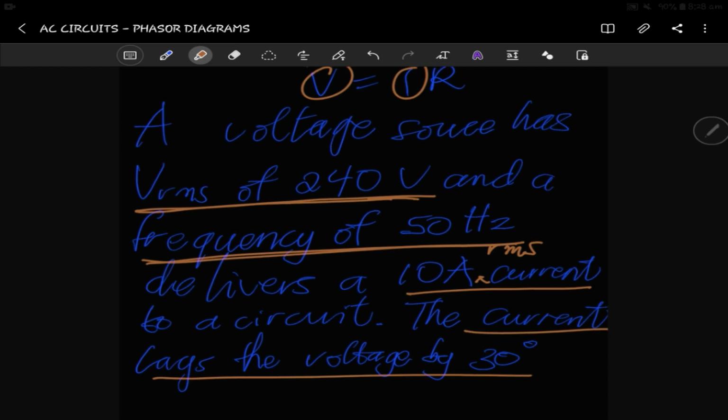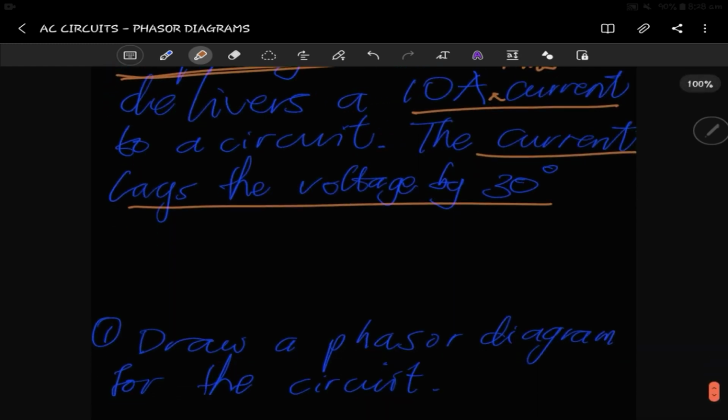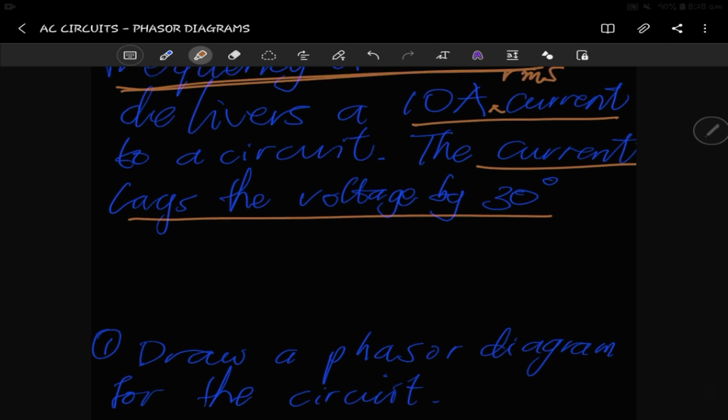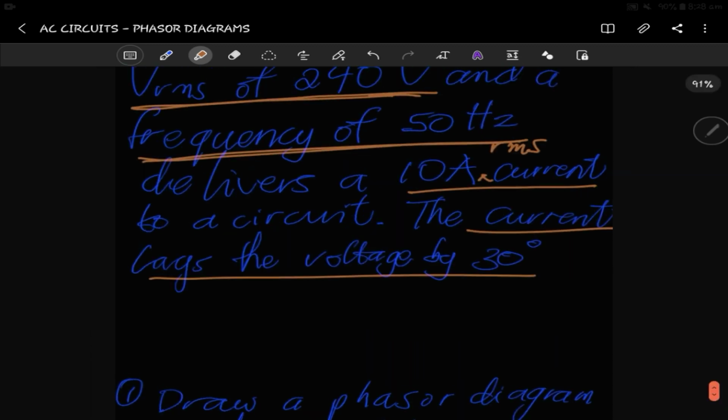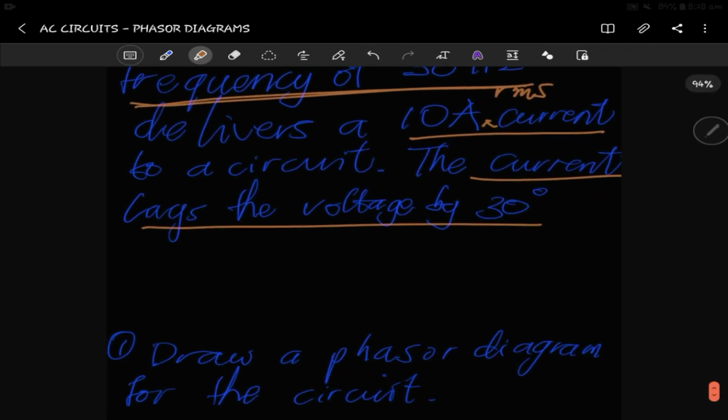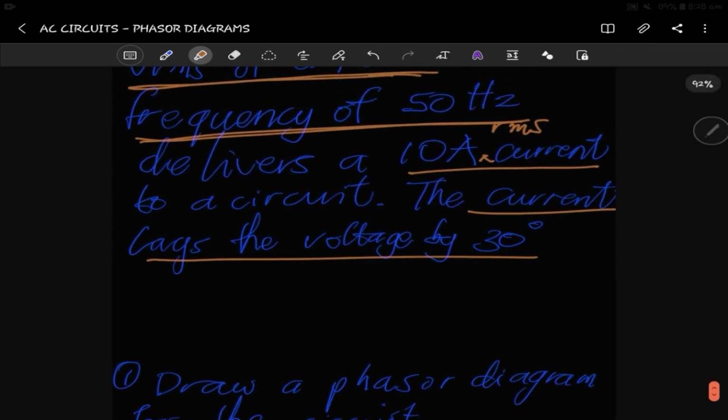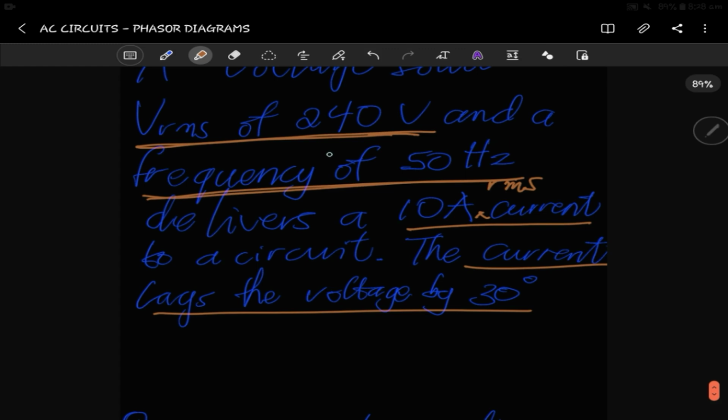The first thing we have to do is draw a phasor diagram for the circuit. We've been given the voltage RMS and the current RMS of the circuit. Now we are supposed to use just phasors to represent them. Instead of writing the whole wave, we can just use phasors to represent them. You can pause and try, or else you can follow up.